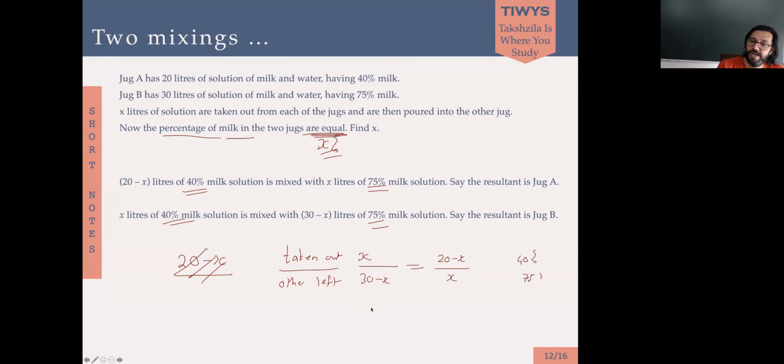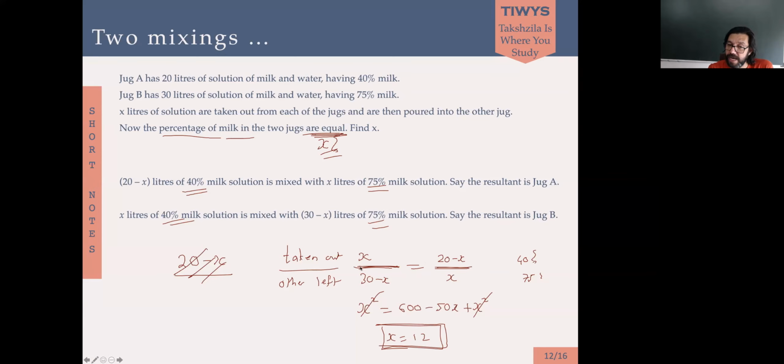Thankfully, this doesn't become a quadratic. It's a very comfortable one. 600 minus 50x plus x square. X square cancels out and x is equal to 12. Very nice shortcut, very good thing. Please be careful of the ratio, numerator, denominator. It's very easy in my mind when I write this.